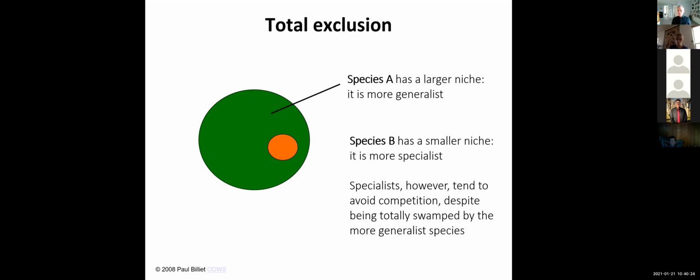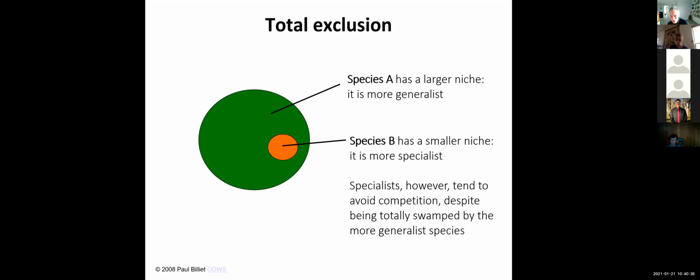And then you have a principle known as total exclusion, right? So in this case, species A has a large niche and it's more generalist, meaning that there are lots of different factors that can satisfy its needs. But within that niche, you might have species B, which has a smaller niche. It's more specialist, so it needs more specific conditions to survive.